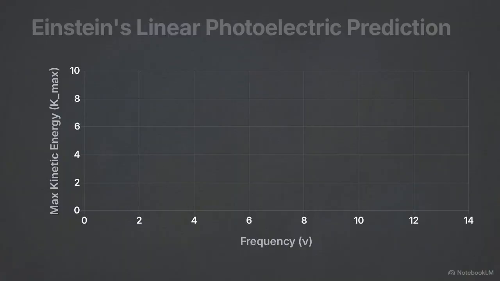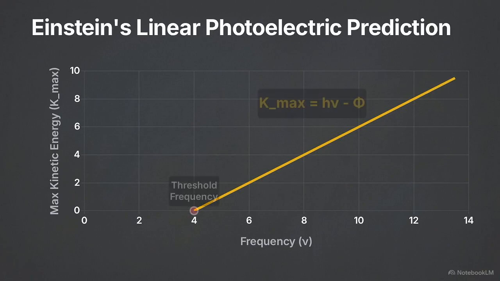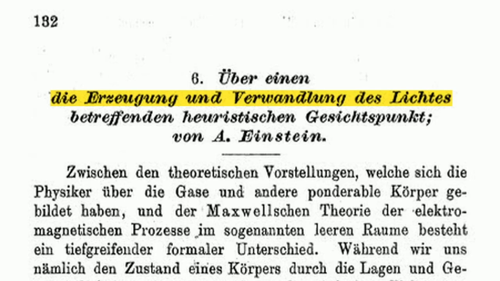This chart shows Einstein's bold quantitative prediction. If you plot the maximum kinetic energy of the electrons against the frequency of the incoming light, the data must form a perfectly straight line. Robert Millikan thought this light quantum idea was absurd. He spent 10 years trying to disprove it, only to verify that every single data point fell exactly on Einstein's predicted line. In 1905, Einstein published the paper that established the photoelectric equation and redefined the nature of light.